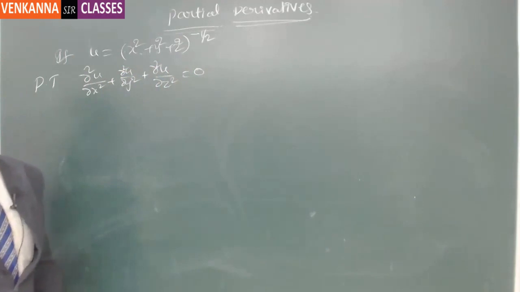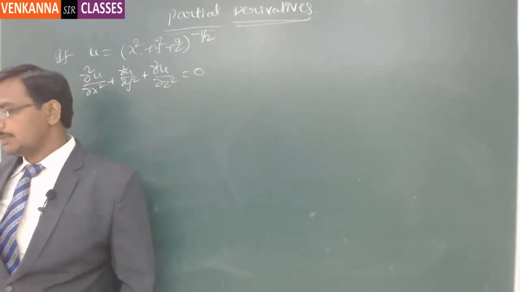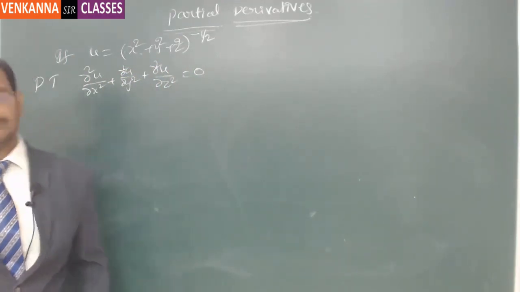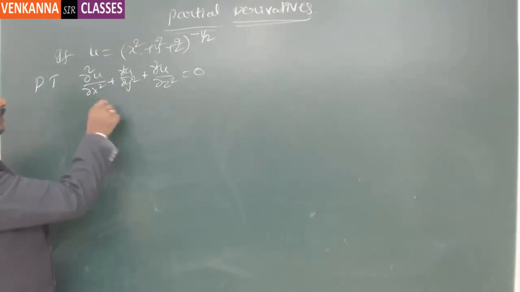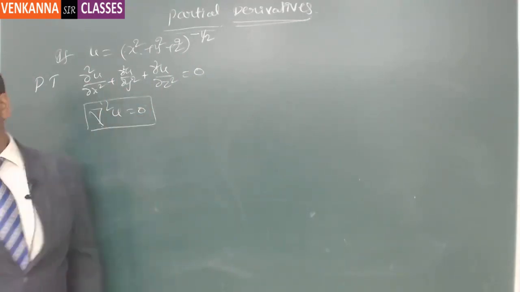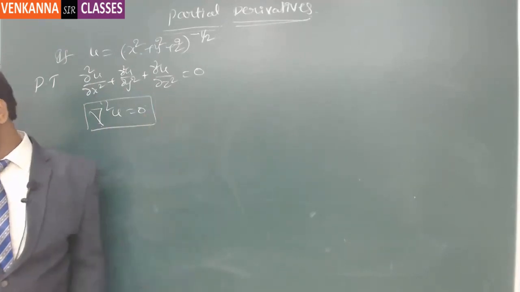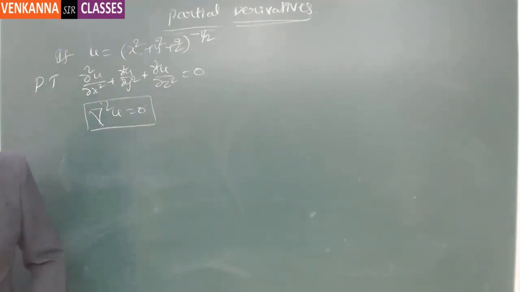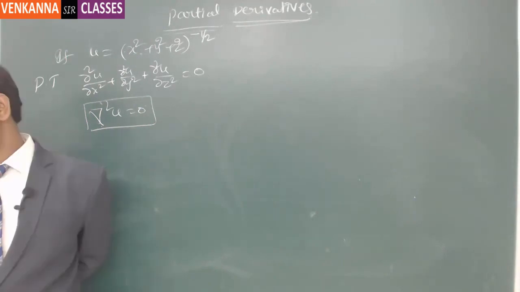So this is nothing but the Laplace equation in 3 dimension. Got it? So this is del square u equal to 0 in 3D. Now try to prove this. Anybody else? So 2 people got it. Any more?